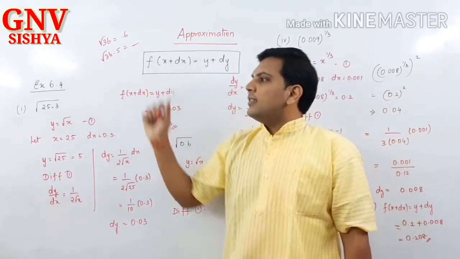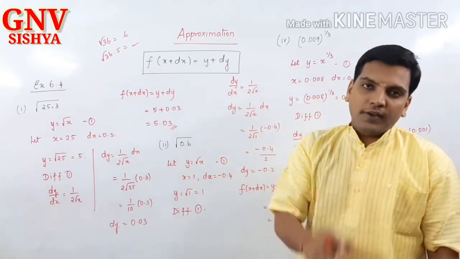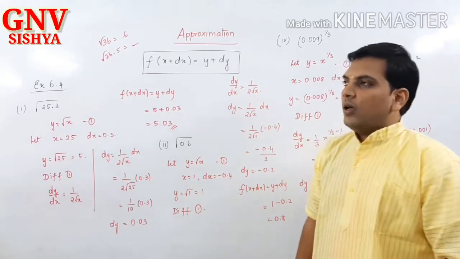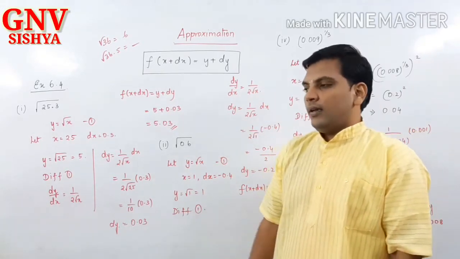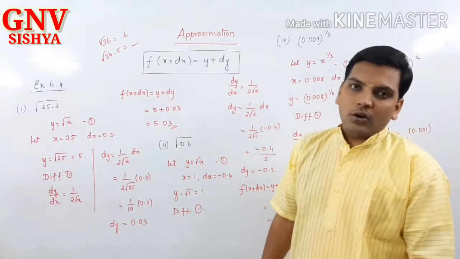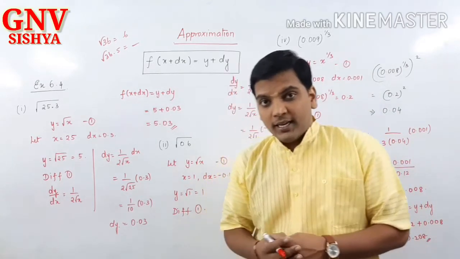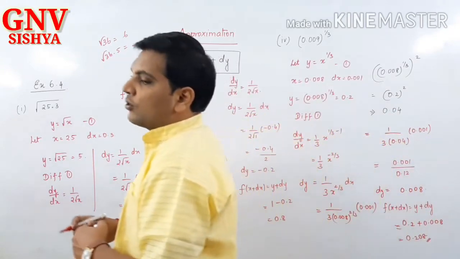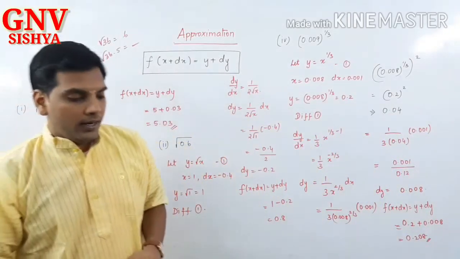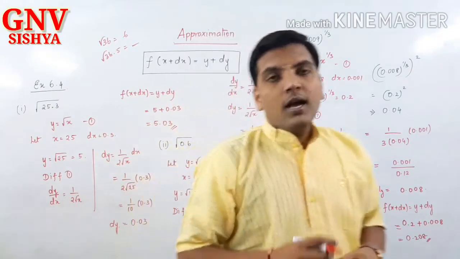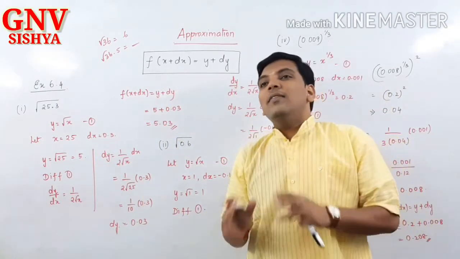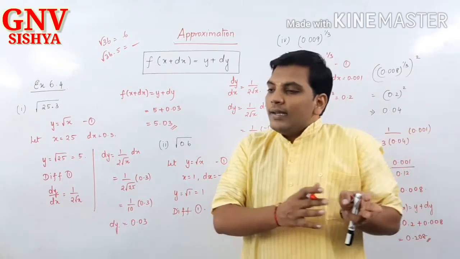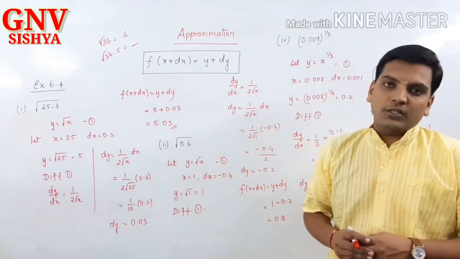If I say root 36, you will say 6. Root 25, you will say 5. Root 49, you will say 7. Root 144, 12. Now if I am going to say something like root 36.5, or cube root of 0.09, we have to think. We don't know how to calculate, correct? So for that we use approximation. The application of approximation is to calculate the deviation of a quantity.